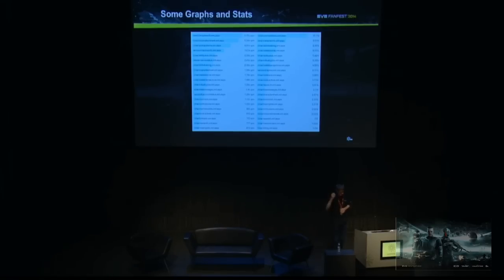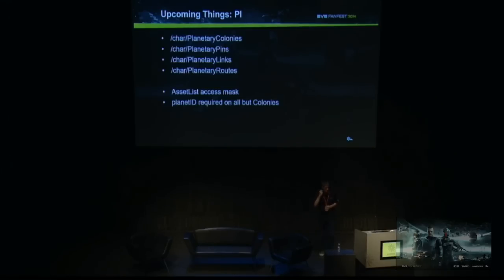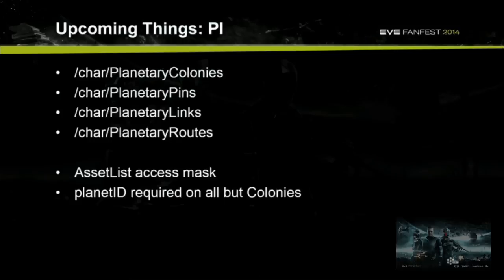So I had this listed as an upcoming thing because it was an upcoming thing when I wrote the presentation. It's no longer an upcoming thing. Planetary interaction information is now in the API. It was deployed on Tuesday. I deployed that. Yeah, Tuesday. So that's all there. There's four endpoints for that. Those are them. There's a lot more information on the forums if you want to go and check that out. But that's the basics of it.